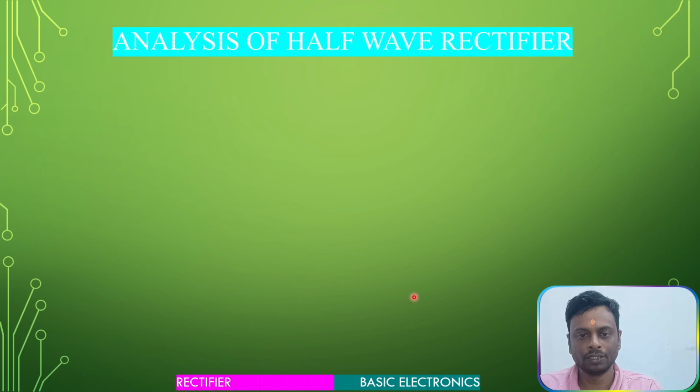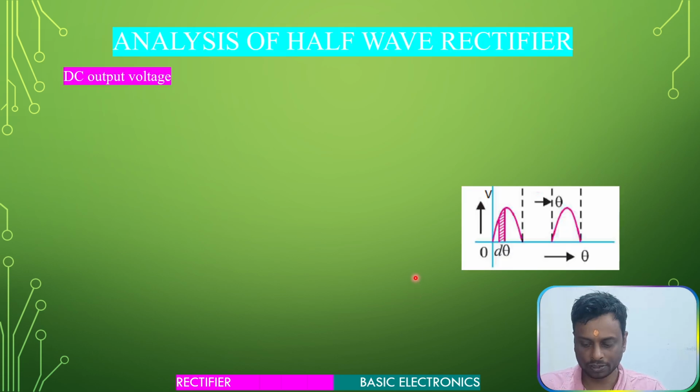Similarly, what will be the DC output voltage? We are getting output in this cycle from 0 to pi. Then from pi to 2 pi we are not getting any voltage, because the diode is reverse biased.